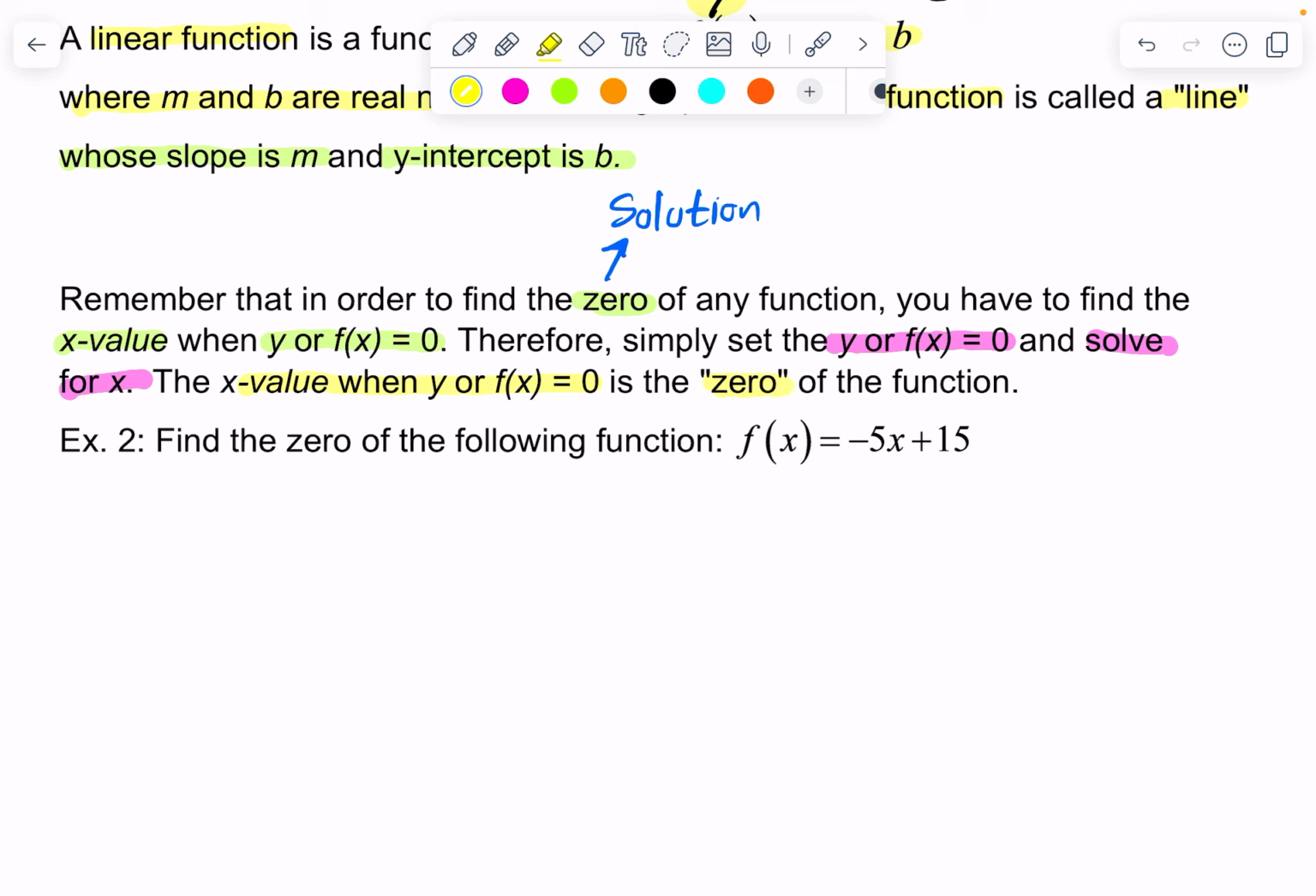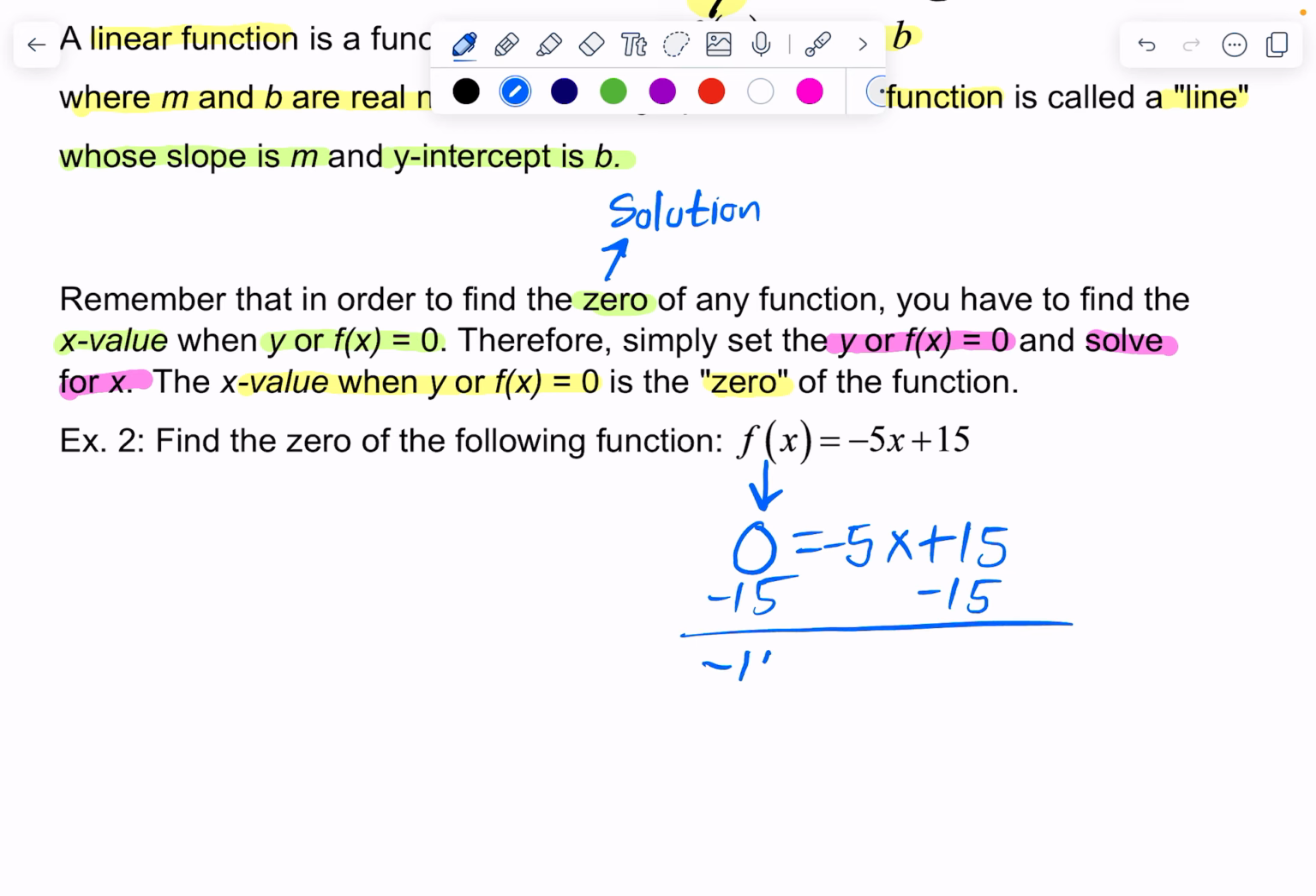So let's go ahead and find the 0 of the following function. F of x equals negative 5x plus 15. In order to find the 0, we're going to set the f of x or y equal to 0 and solve for x. We're going to subtract 15 from both sides. And then we're going to divide both sides by negative 5, the number being multiplied to x. And x equals 3. So my 0 of this function is x equals 3.